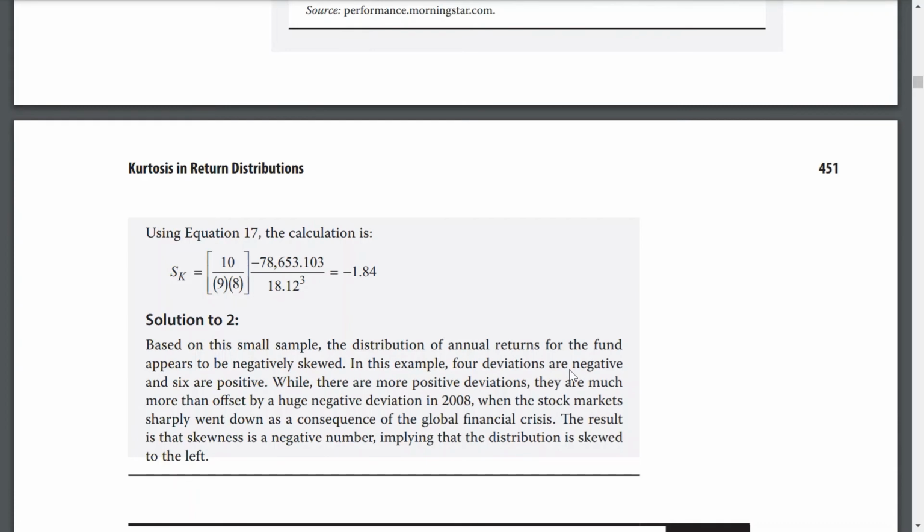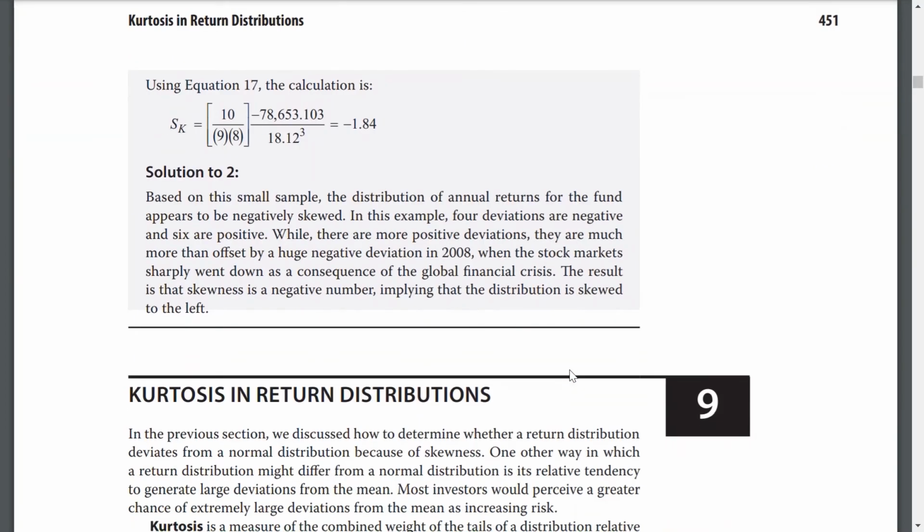Solution to 2. Based on the small sample, the distribution of annual returns for the fund appears to be negatively skewed. In this example, 4 deviations are negative and 6 are positive. While there are more positive deviations, they are more than offset by the huge negative deviation in 2008, when the stock market sharply went down as a consequence of the global financial crisis. The result is that the skewness is a negative number, implying that the distribution is skewed to the left.